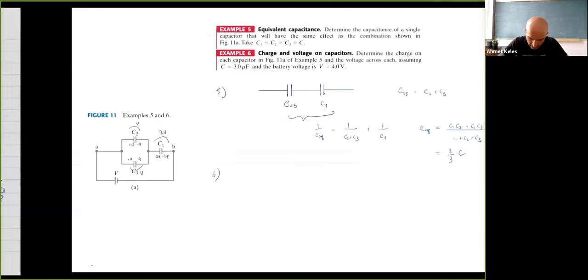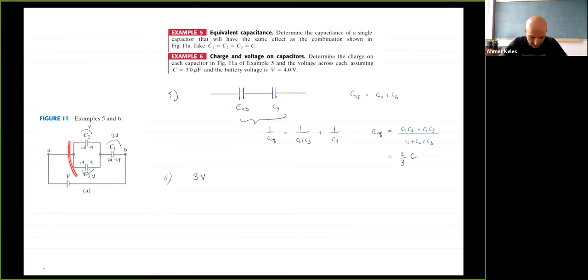Then from here, this V plus 2V is equal to 3V, which should be equal to V battery, which is given to be 4 volt. Then V is equal to 1/3 of V battery, which is 1/3 times 4.0 volt. So V1 is equal to 2 over 3 times 4.0 volt. V2 and V3 are equal to 1 over 3 times 4.0 volt. So this was the volt.